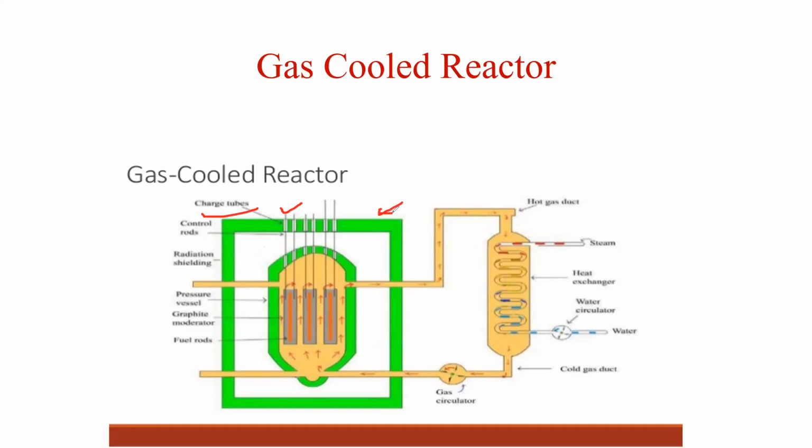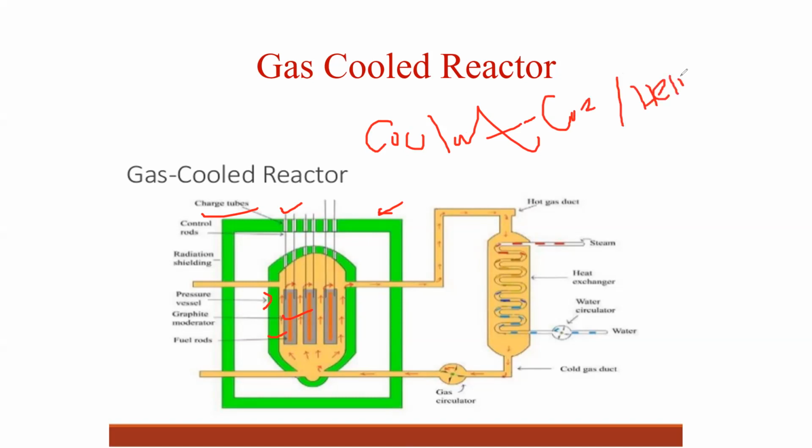Then this is the pressure vessel inside your shielding. Then this is your graphite, which acts as the moderator, and this is your fuel rod. So what is the difference between the pressurized water reactor and the gas cooled reactor? In the gas cooled reactor, as you observe, the coolant is CO2 or helium. Means anyhow we use gas.